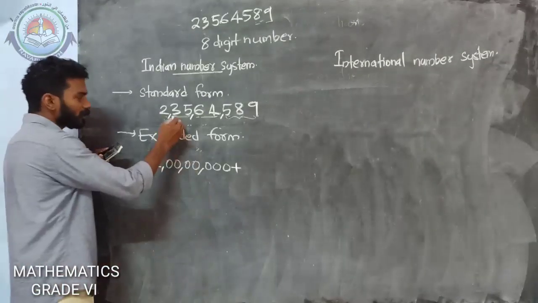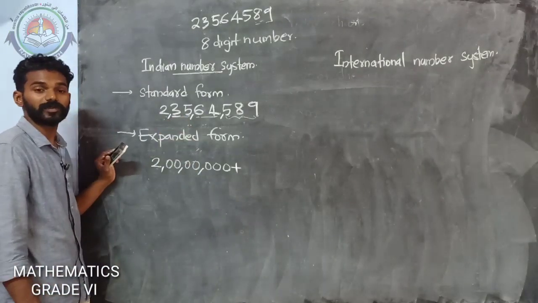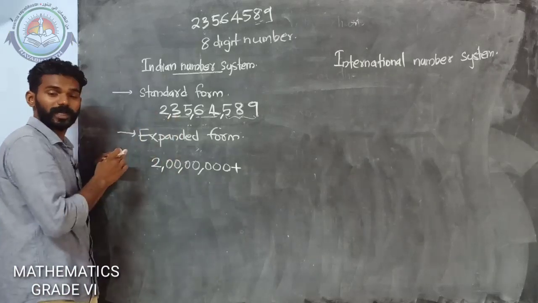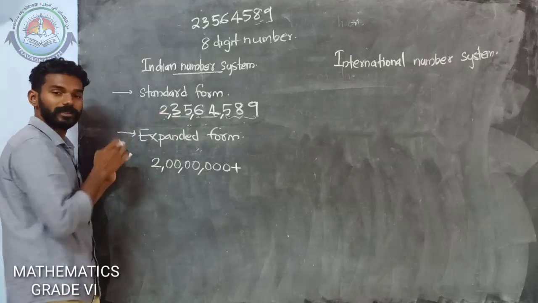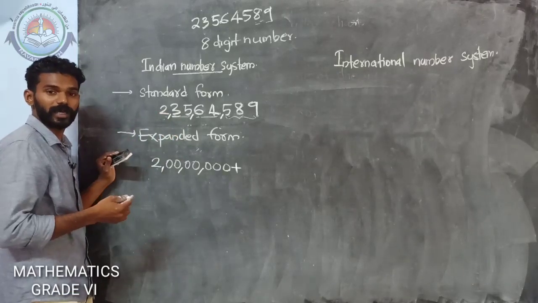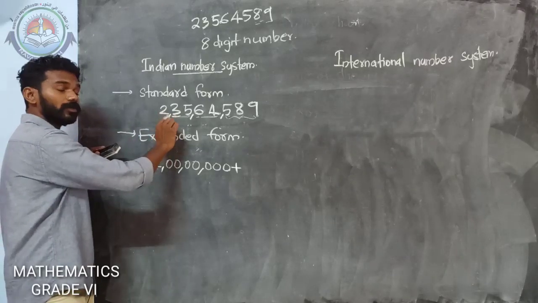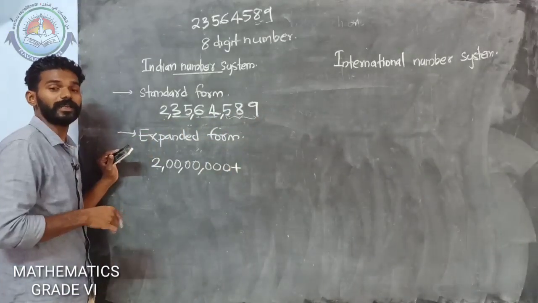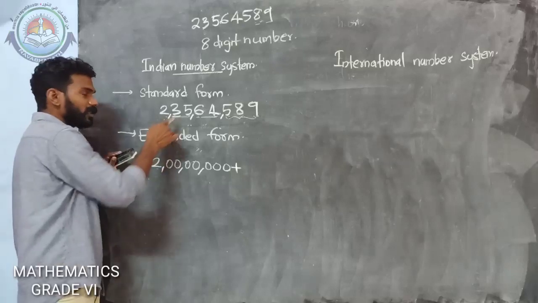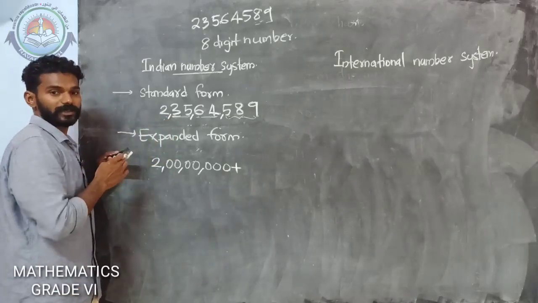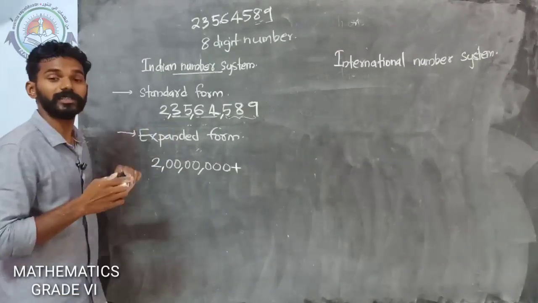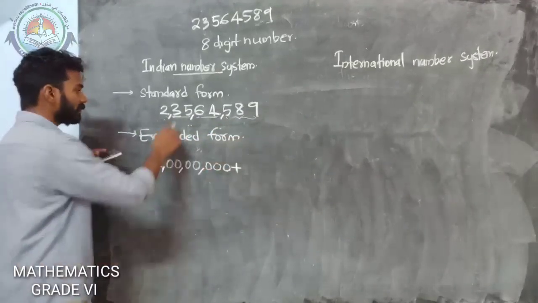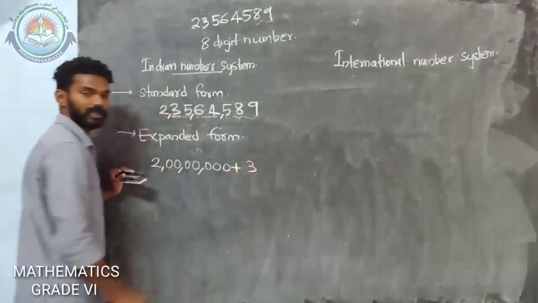Now we are going to consider the place value of this 3. This 3 is in 10 lakhs place. So how can you write this 3 considering its place value? First of all, you have to write this 3 as 10 lakhs place, which means 3 into 10, 30 lakhs. This 3 represents actually 30 lakhs. How can you write 30 lakhs? Just put the number 3.